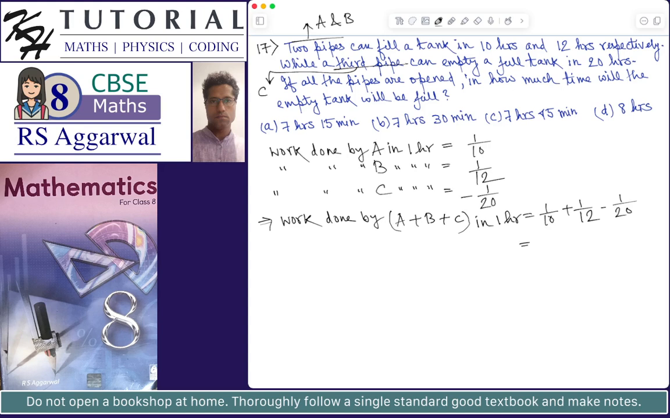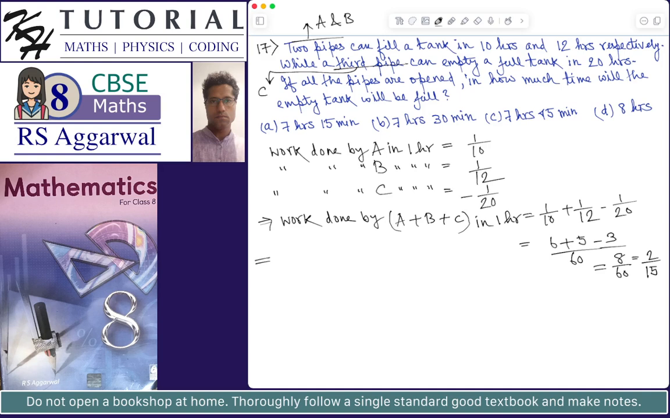So the LCM will be 60. So we have 6 plus 5 minus 3. This is equal to 11 minus 3, which is 8, so 8 by 60, which is equal to 2 by 15. So the work done by all the pipes A, B and C in 1 hour is 2 by 15, and 2 by 15 is a positive number, which means that the tank is being filled up per hour.